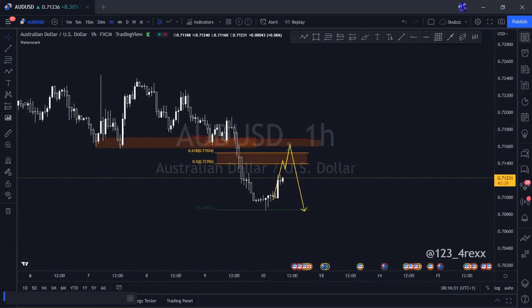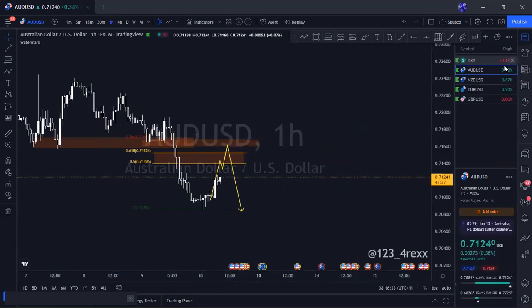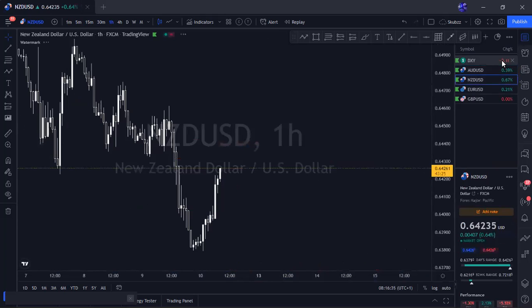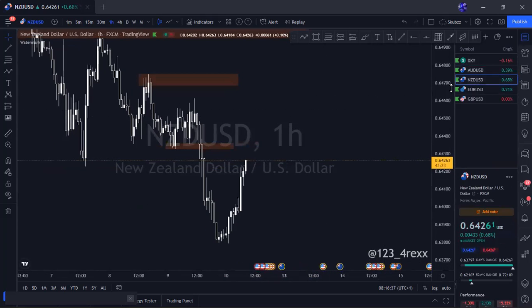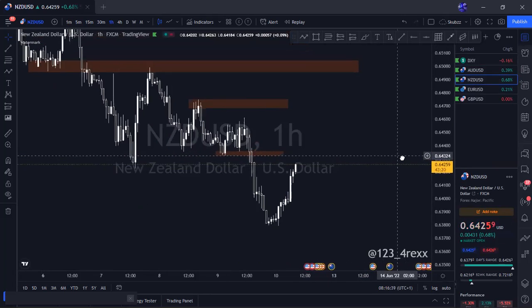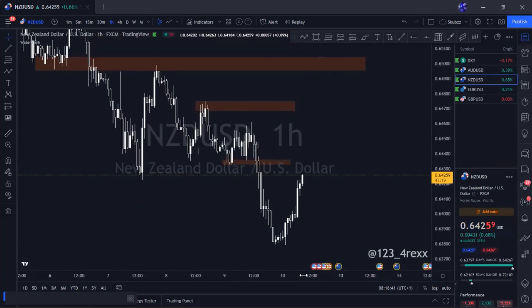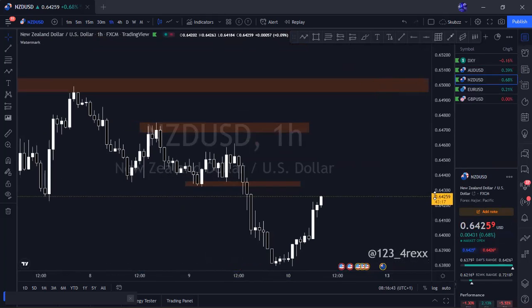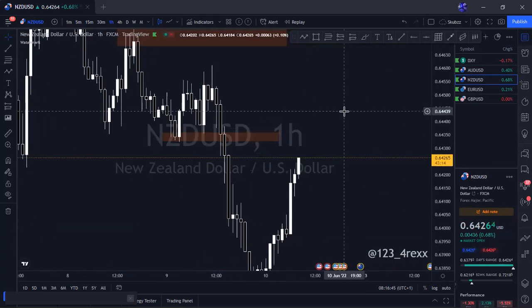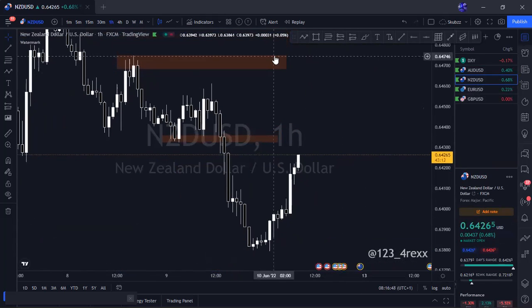The next one we're going to take a look at is NZD USD. Oh, baby boy. Okay, NZD is already retracing deep. This one thing I hate, when NZD is moving faster than AUD, because most times they like moving at the same time.